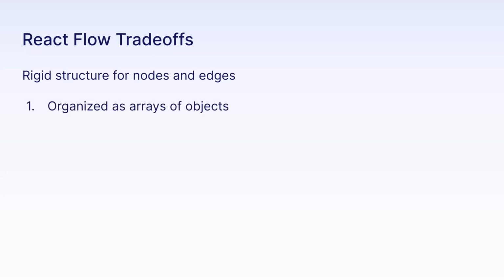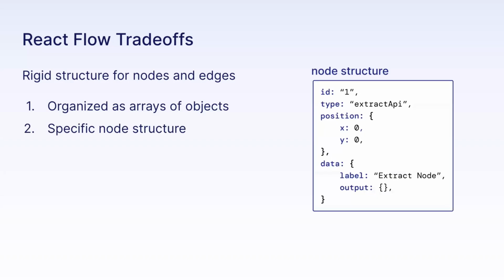First, multiple nodes or edges were required to be organized as arrays of objects to be consumed by React Flow. Second, individual nodes needed to adhere to a specific structure. For example, each individual node was required to define a unique ID, a position, and a label. Additionally, if we wanted to define any app-dependent data for a particular node, we would need to store the data within a node's data property. These restrictions would have implications on how we stored the node and edges data in our database.